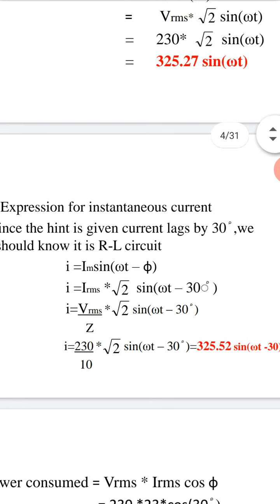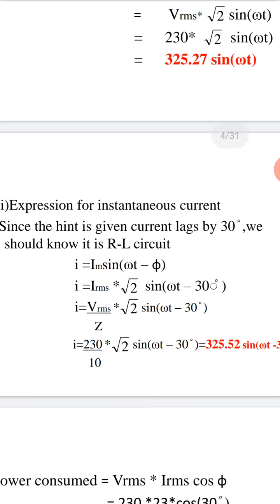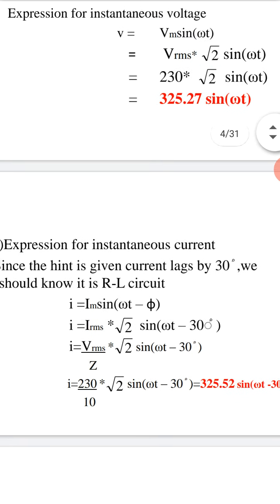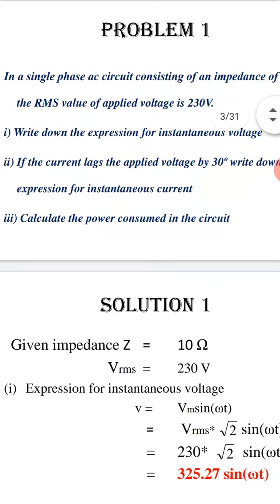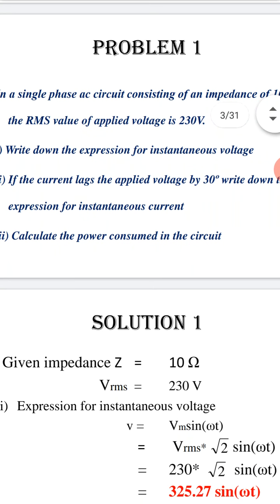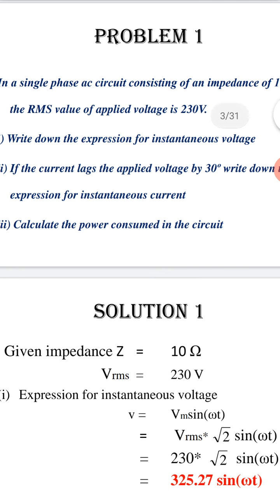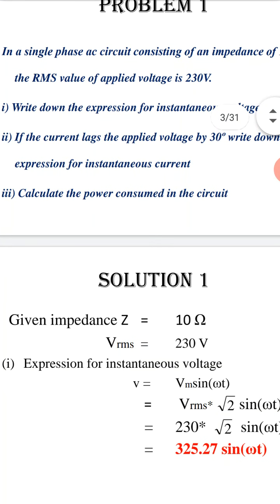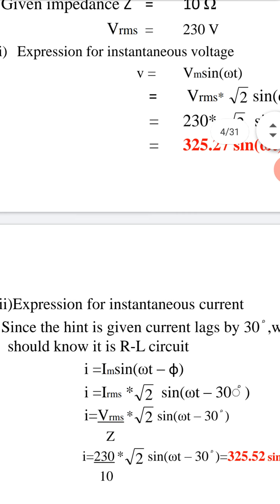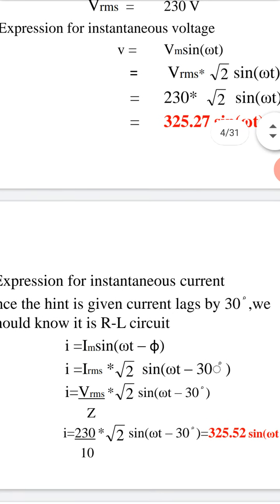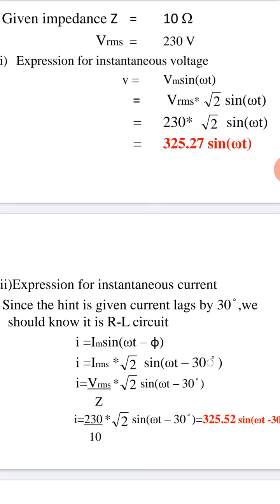Next is the expression for instantaneous current. Here you are given a sentence that the current lags the applied voltage by 30 degree. So you know that phi is between 0 and 90. A current lag, so you should know that in an RL circuit, current lags voltage by phi, where phi is less than 90. Now the expression for instantaneous current is, since the hint is given that current lags by 30 degree, we should know it is an RL circuit.